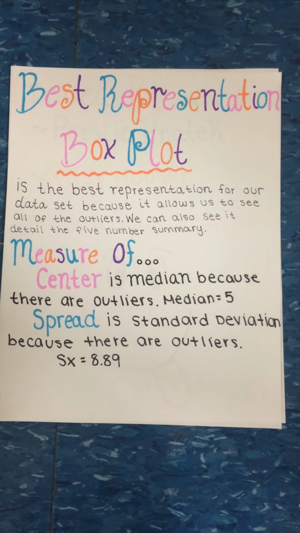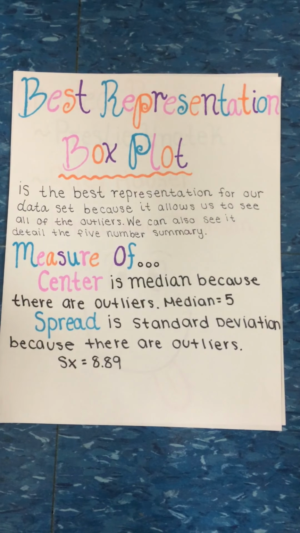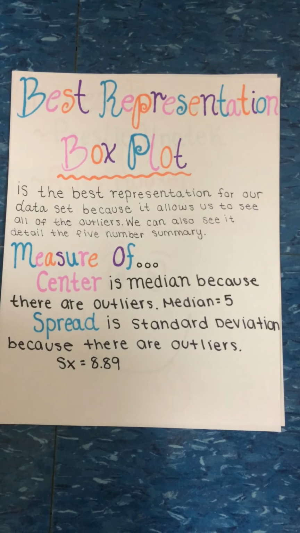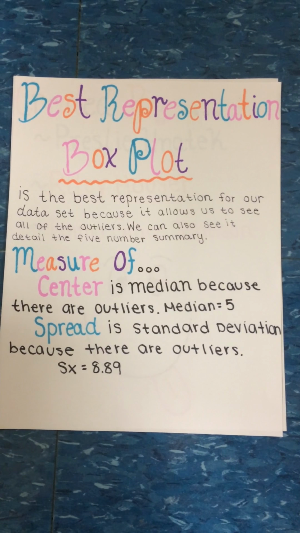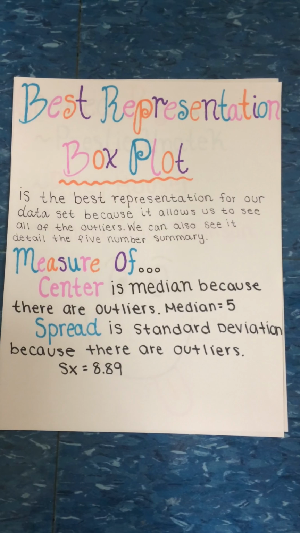The best representation for our data is the box plot because it allows us to see all of the outliers. We can also see the detail for the 5-point summary. The measure of center and spread is median and standard deviation because there are outliers in our data set.